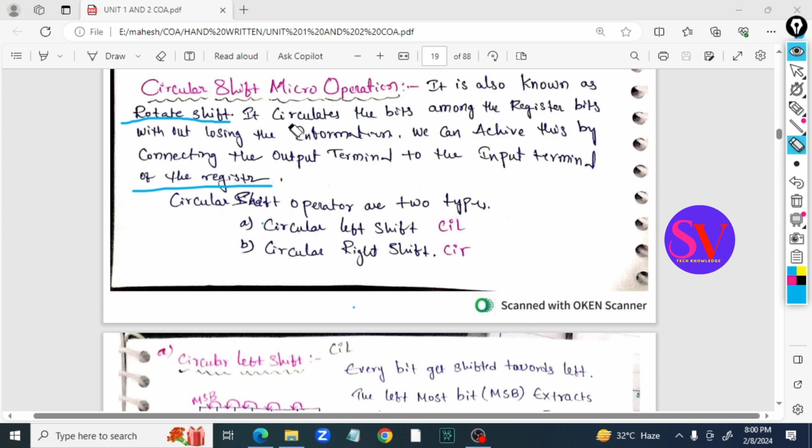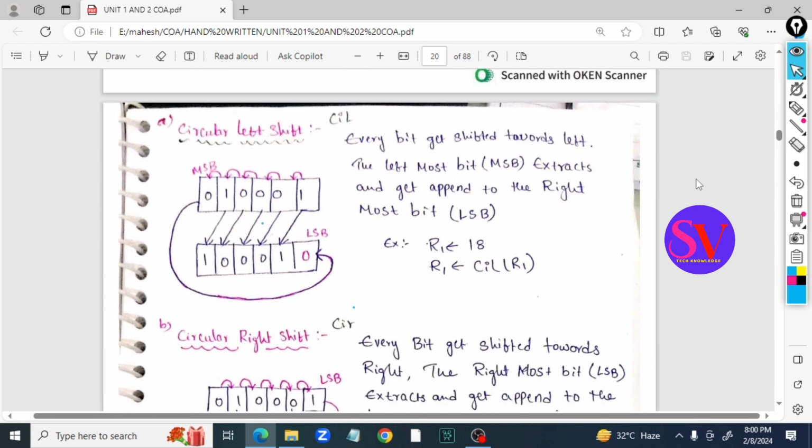So circular shift micro operation mainly has two types, that is circular left shift micro operation and circular right shift micro operation. Okay, circular left shift will be represented with CIL. So here every bit will be transferred to the left side, and the most significant bit will be connected with the least significant bit.